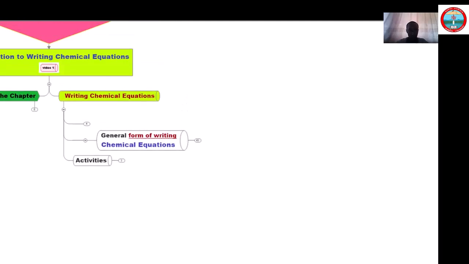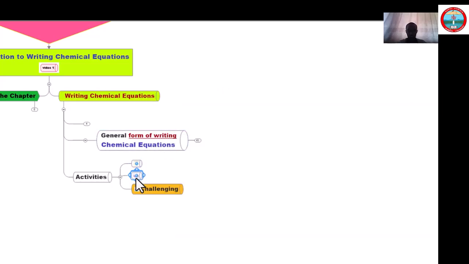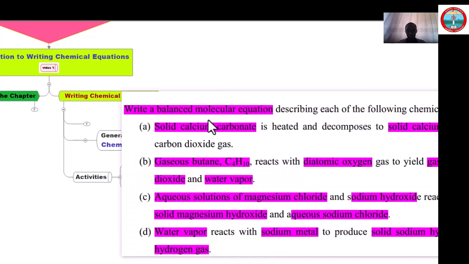Another thing is an additional activity. Complete and balance the following chemical reactions. You are expected to complete the products of this chemical reaction and balance it. Then write a balanced chemical molecular equation describing each of the following chemical reactions. This is in statement form, so you should change it into equation form, which is challenging.